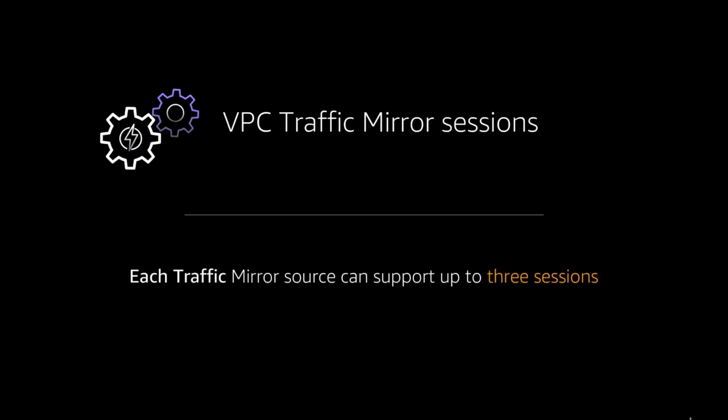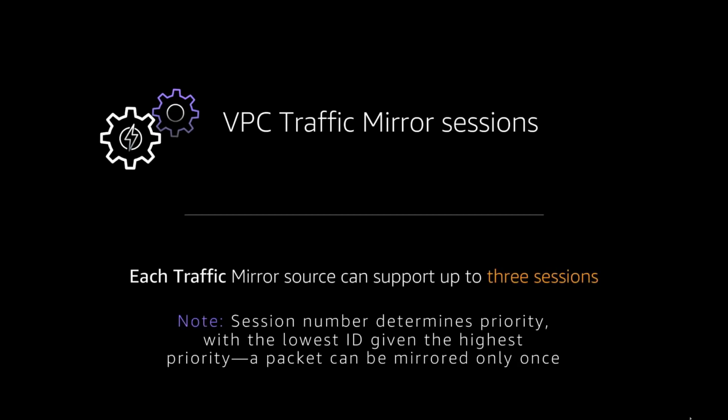Now, this comes in handy when you want to send a part of the traffic to one tool and another part of the traffic to another tool. So we have a concept of session number. When you create a traffic mirroring session, you can specify a session number for a particular source ENI, and the lower session number is the higher priority session.